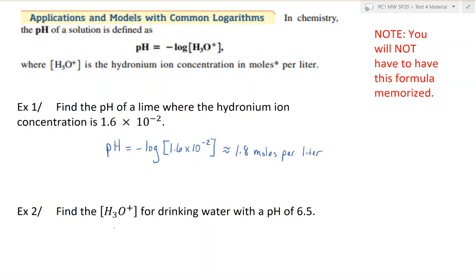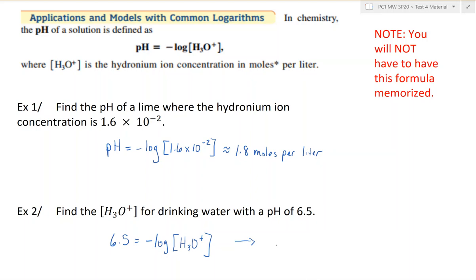We want to find the hydronium ion concentration for drinking water if it has a pH of 6.5. So we'll put a 6.5 in for pH in the formula, and that equals the negative log of the hydronium ion concentration. Okay, so here we are in base 10, of course, and we need to solve for the argument. So we're going to change this using the definition for logs. We're going to change it into exponential form.